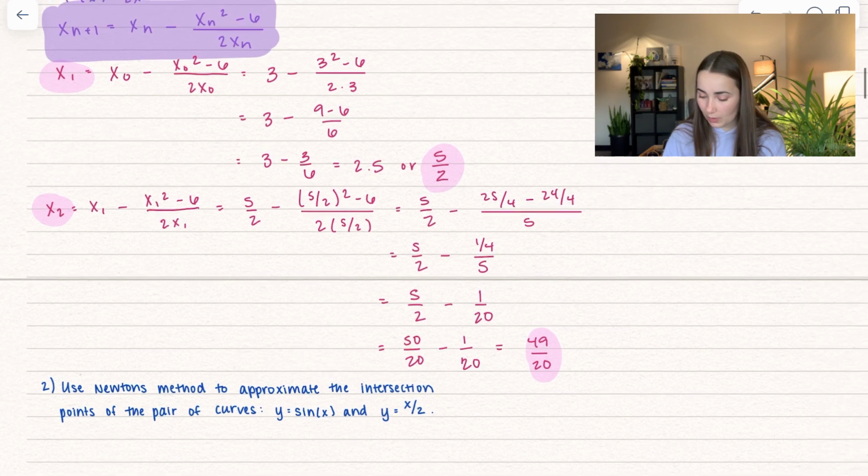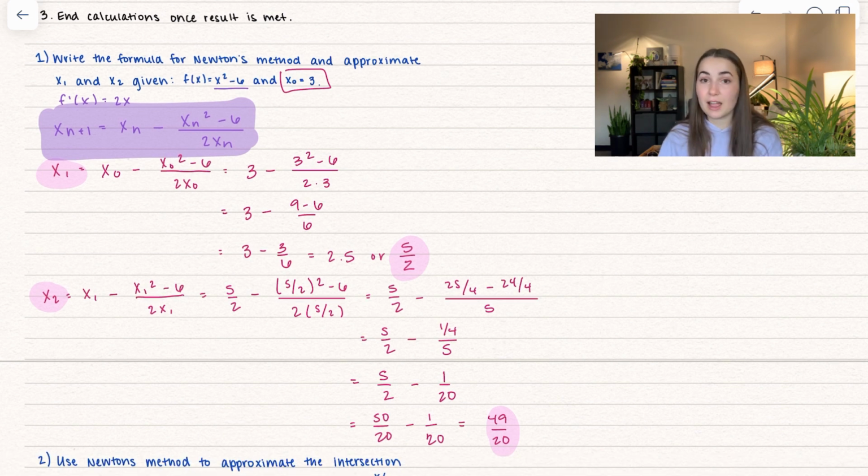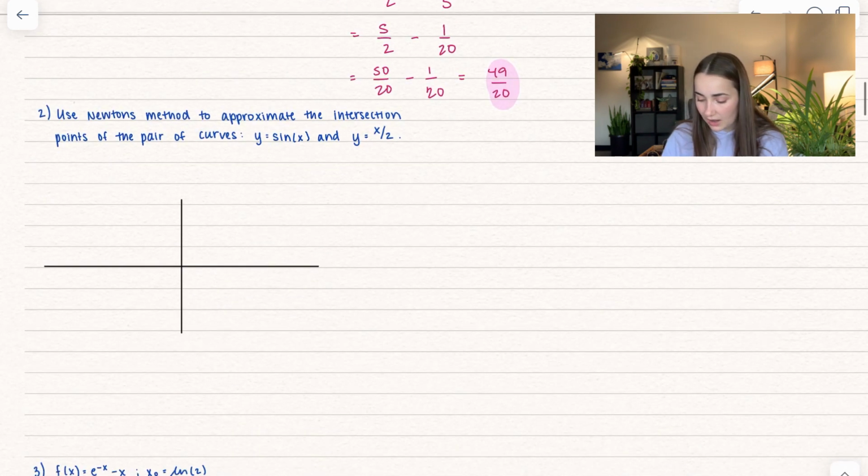I think this is more representative of what would be on an exam if calculators are not allowed. So I would assume something like this would be on an exam. If calculators are allowed, you're probably going to get a bit more of a difficult problem. So let's go ahead and try a more difficult problem.